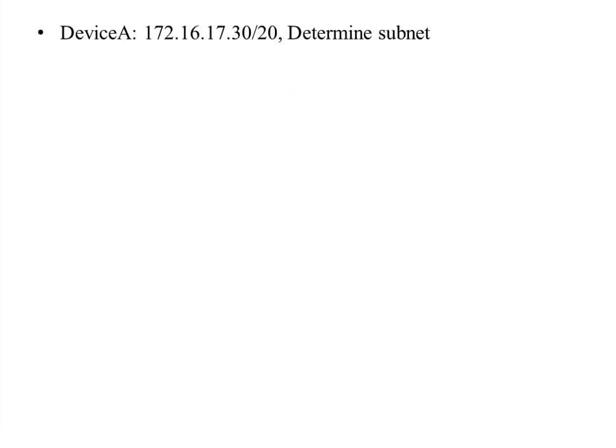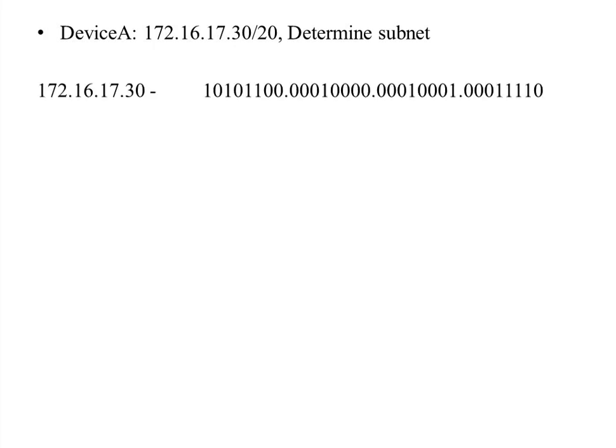How are we going to represent this? Now let us consider that device A has 172.16.17.30/20. This is the IP address given to me. Now I don't know which subnet it belongs to and what the subnet mask is for that. So first I need to design the subnet mask, and I will take the IP address as it is.